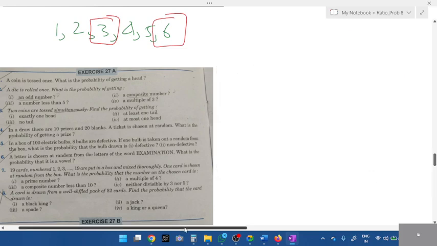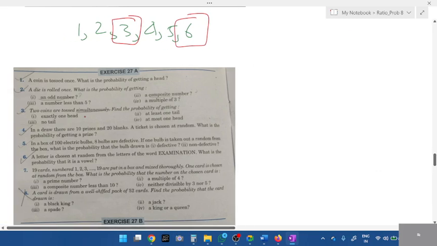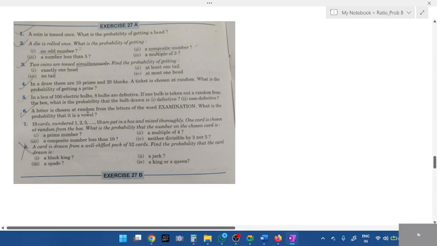Okay, next. One coin we studied. One coin, two coins. This two coin question we'll do tomorrow. I'll explain the concept, we'll do it tomorrow. We'll do the fourth one now. In a draw, which is just a competition, there are 10 prizes. I mean, a draw is an exhibition kind of thing. There are 10 prizes and how many blanks?